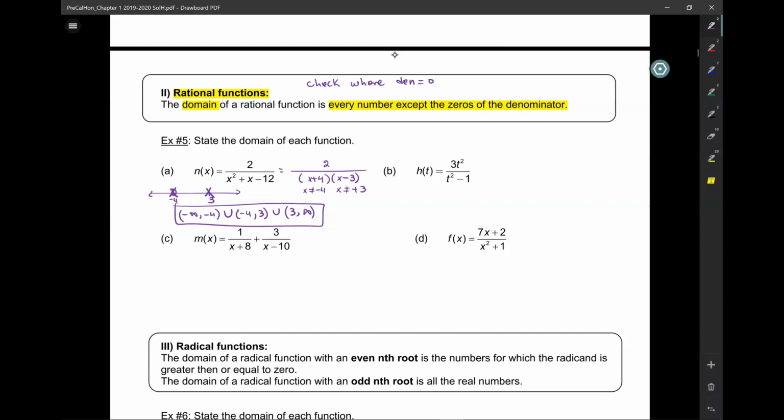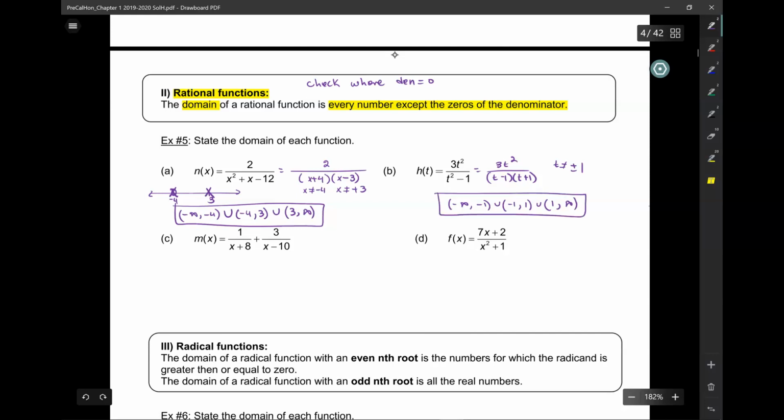Okay, so what about this one? We factor. So what can t not equal? 1 and negative 1. So it's negative infinity to negative 1, negative 1 to 1, 1 to infinity.